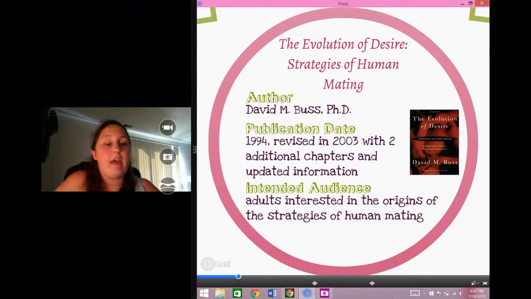So starting off with some background information about the book. As I said, it was written by Dr. David M. Buss, who is the man we talked about early in class when discussing his sexual strategies theory. This book was originally published in 1994 and then was revised in 2003. And it's intended for young adults, college students, and adults that are interested in learning about the origins and strategies of human mating.